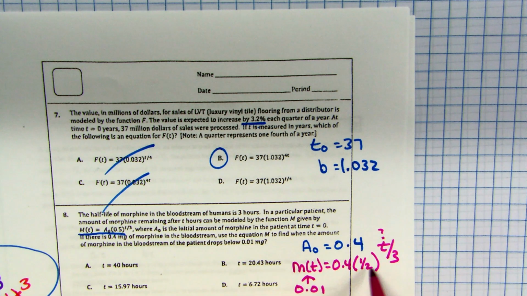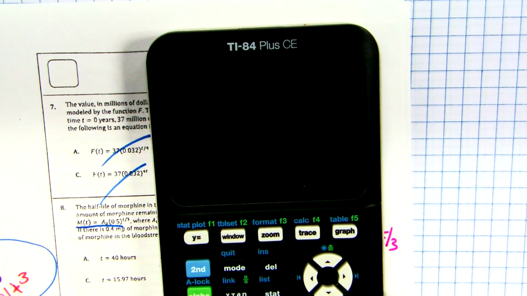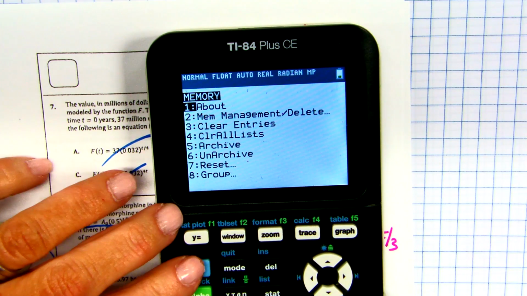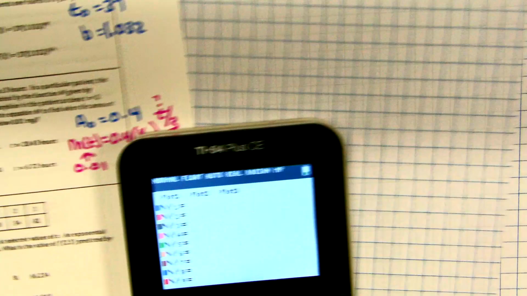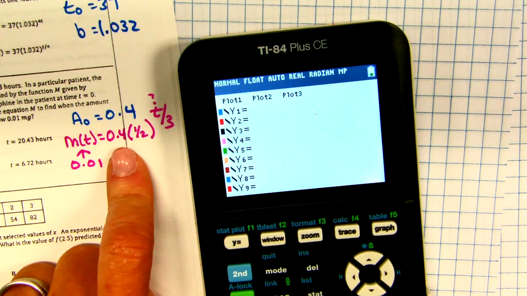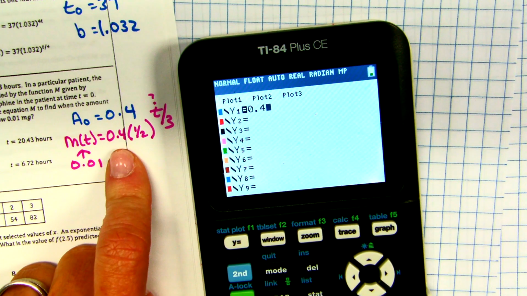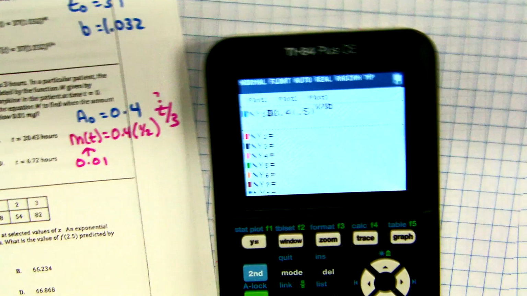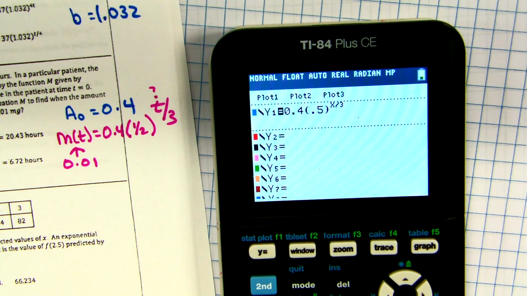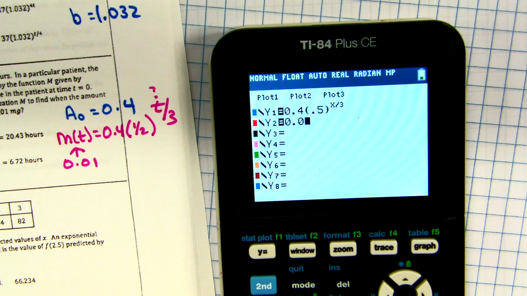And since we have equations, that's when we go up to y equals. You're always going to clear your RAM, because you stored something up there already, and you don't want to confuse your calculator. So I'm just going to type in this equation, 0.4 parentheses 0.5 to the power of x over 3. So all I did was type in the first equation, and we want to see what x is when y is 0.01. We're going to put a horizontal line, and wherever they intersect is what our x value is.